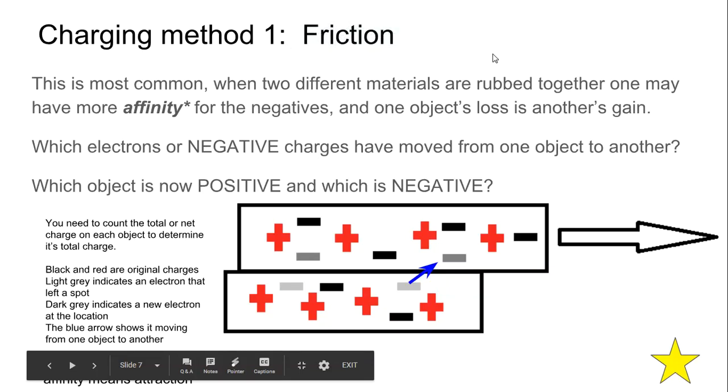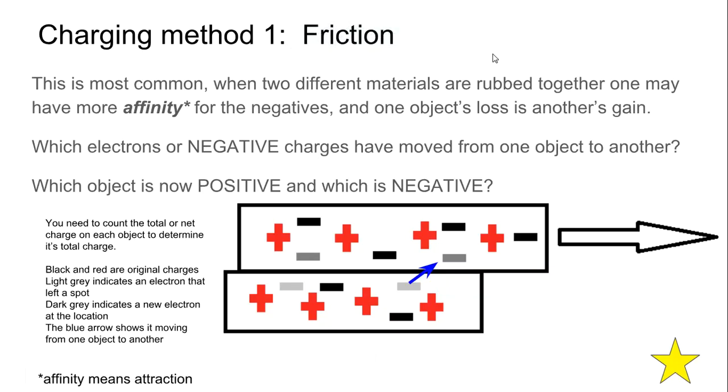Part 2. How do we charge objects? The most common way that you are aware of is rubbing two objects together. When two different materials are rubbed together, one of them may have more affinity for the negatives, and one object's loss is another's gain. Affinity means attraction.